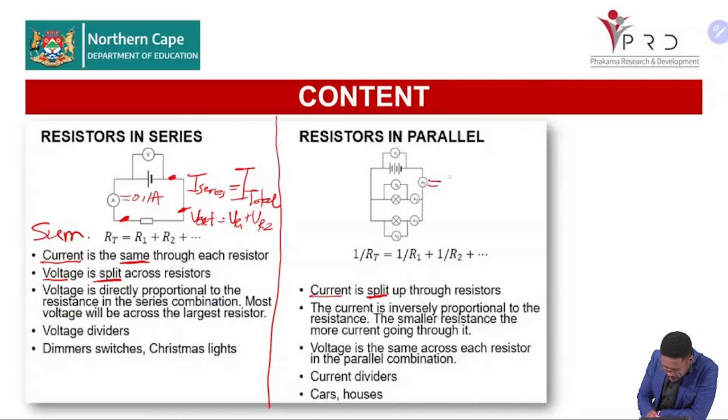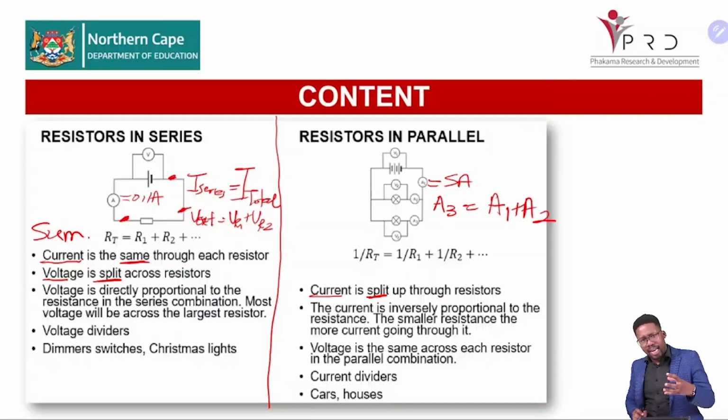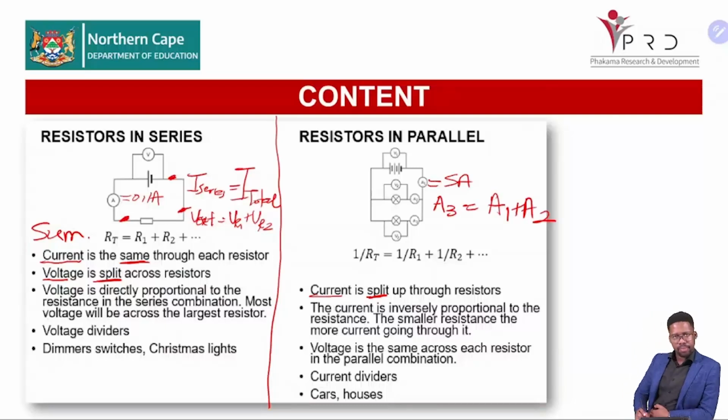So the current that is measured here in series, which is the total current, you can say it's A3, it will be divided into the current of A1 and the current that is read on A2. Why? Because in parallel, the current is divided.